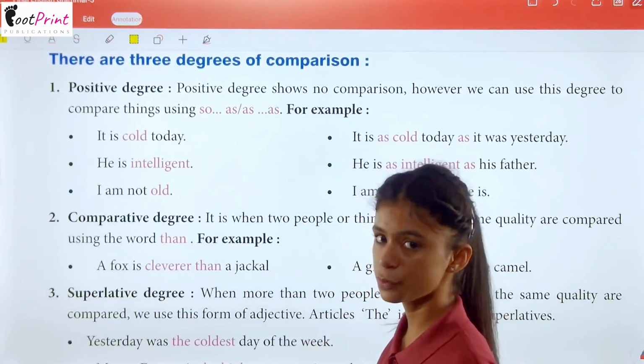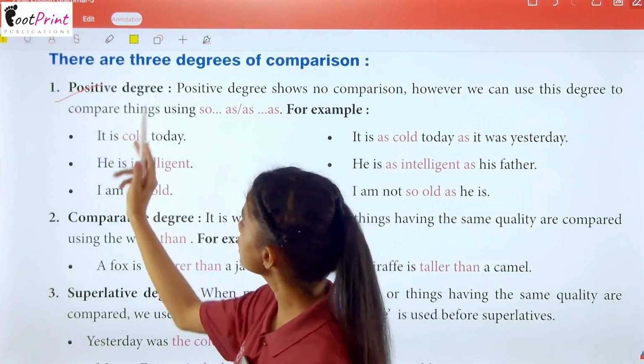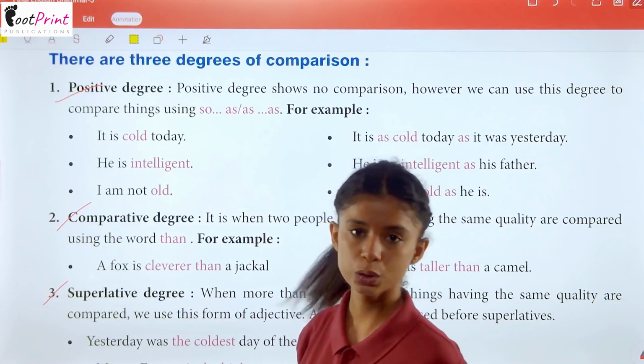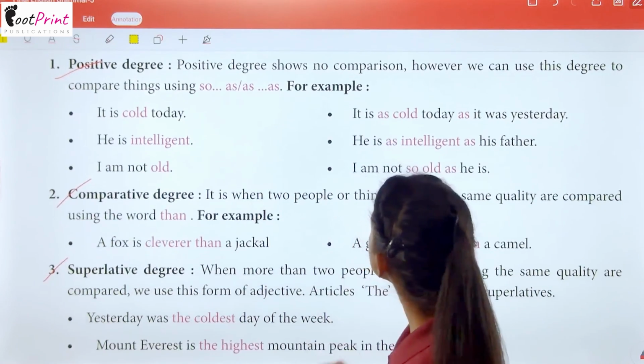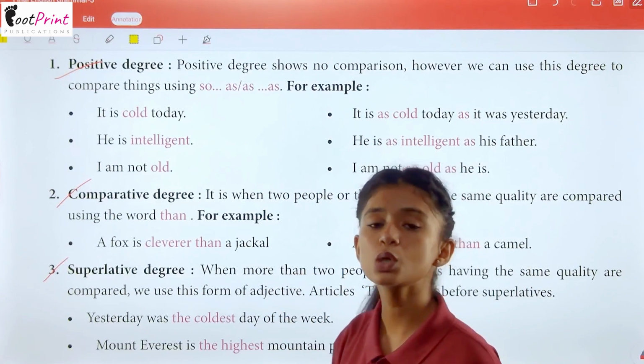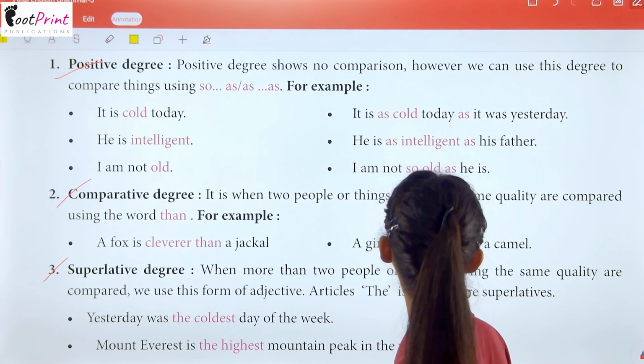There are 3 degrees of comparison, okay? Positive degree, comparative degree and superlative degree. Positive degree shows no comparison. So, there is no comparison in the positive degree.